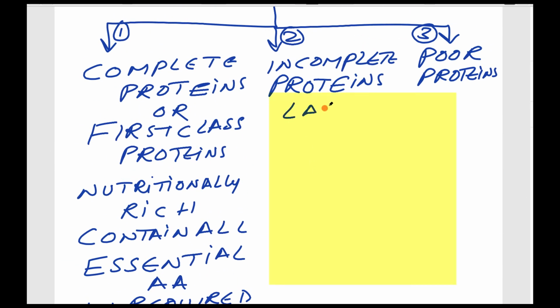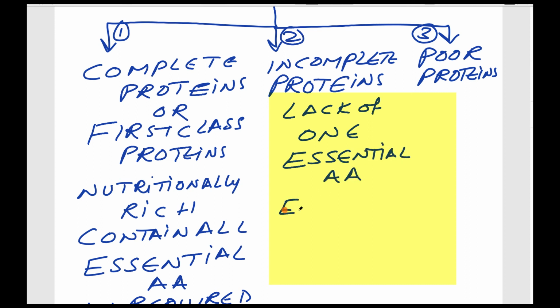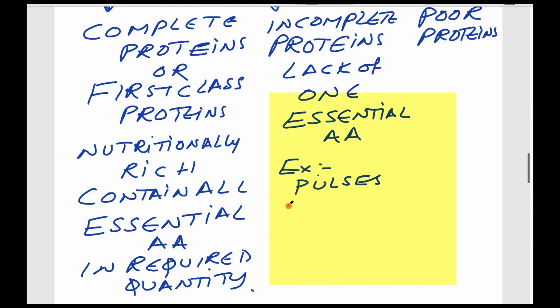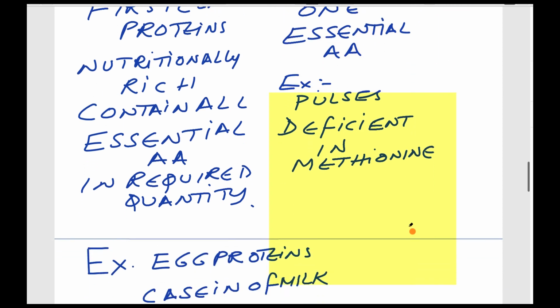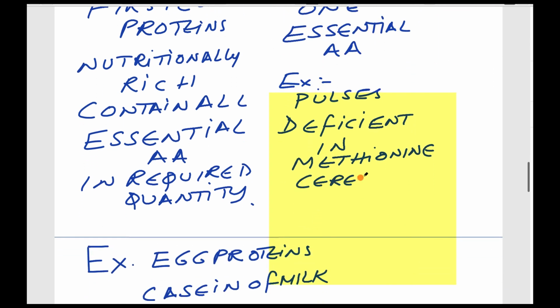The second one is incomplete proteins. They lack one essential amino acid. Examples are pulses; some pulses are deficient in methionine. The second example is cereals, which are deficient in lysine.